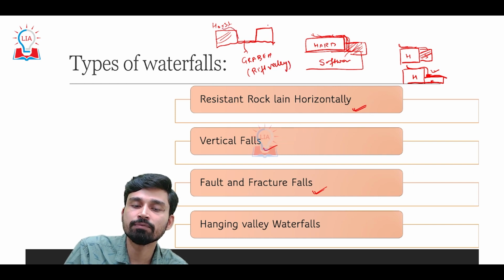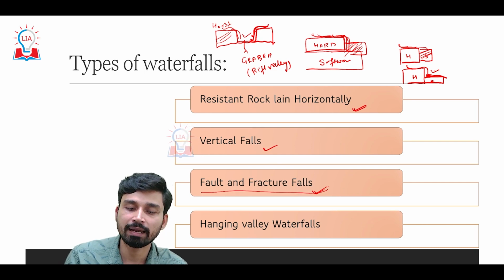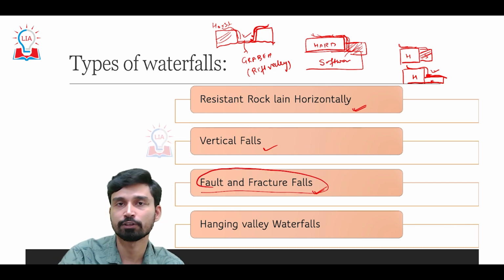In simple terms, a graben is also called a rift valley, and that is why if any river is flowing through this elevated area, it will fall from this horst to this graben, from this horst to this rift valley, and we'll have the development of a waterfall that can be characterized as fault and fracture waterfalls.